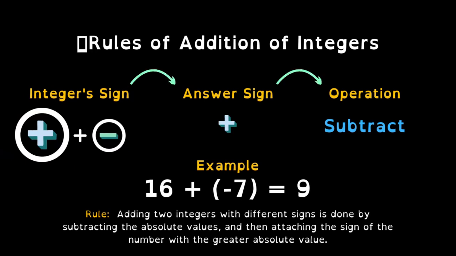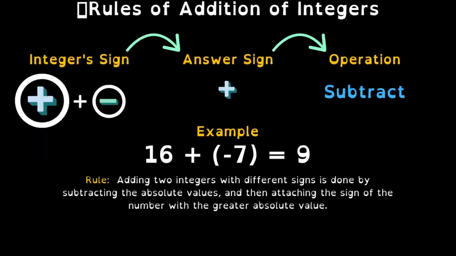Pero paano nangyari yon? 16 is the positive integer. 7 is a negative integer. Which one is greater? The greater is 16. Then, ang gagawin natin, isusubtract natin ng kanilang absolute value. So 16 minus the absolute value of negative 7 is 7. 16 minus 7 is equal to 9. And the answer sign must be positive. Okay, so that is the third case.